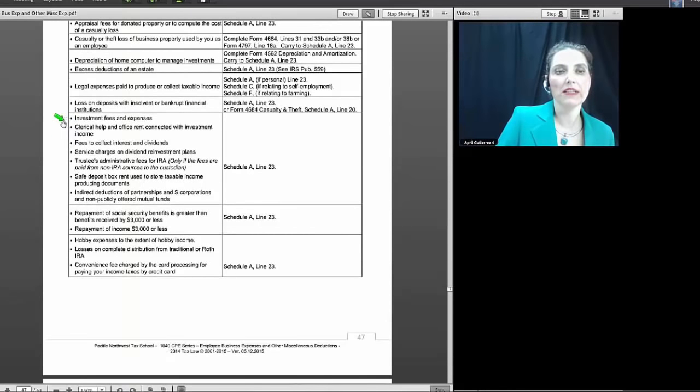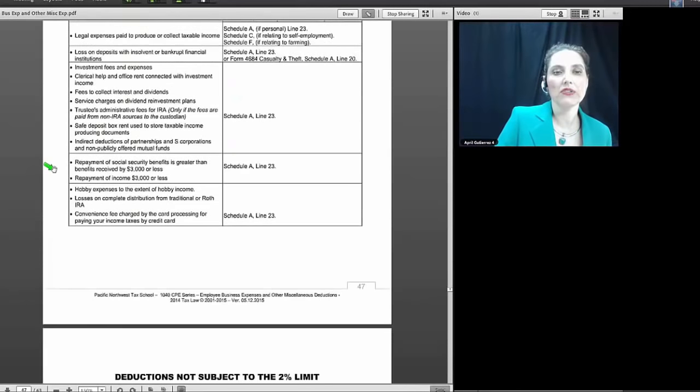Investment fees and expenses, clerical help, and office rent connected with investment income, fees to collect interest and dividends, service charges on dividend reinvestment plans, trustees' administrative expenses for IRAs, but only if the fees are paid from non-IRA sources. Safe deposit box used to store taxable income-producing documents, and finally, indirect deductions of partnerships and S corporations and non-publicly offered mutual funds all go on line 23 of Schedule A.